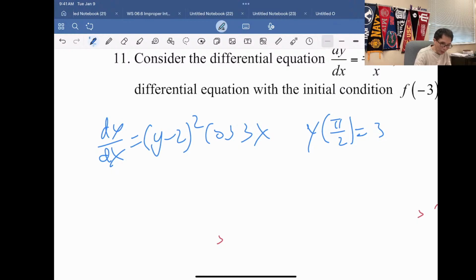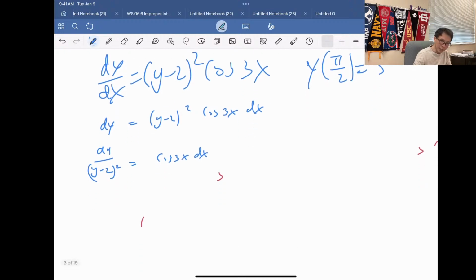So I'm going to multiply dx on both sides. Any questions? That gives you dy over (y minus 2) squared equal to cosine of 3x dx. If you got to this part, you will earn 1 point on the AP exam. This is just algebra. This is not even calculus.